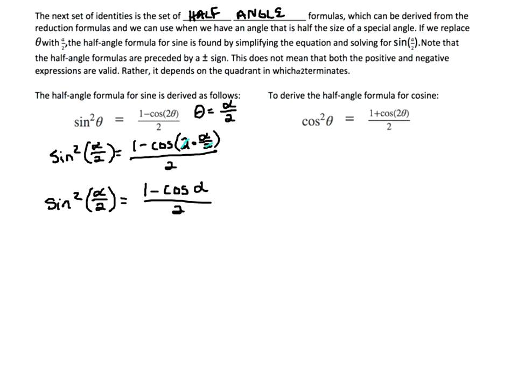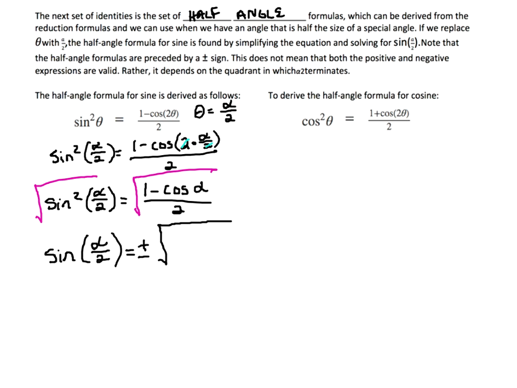But I don't want to know what the sine squared of alpha over 2 is. I want to know what the sine of alpha over 2 is. So I need to take the square root of both sides. And I get the sine of alpha over 2, so a half angle there, is equal to the positive or negative square root of (1 minus cosine alpha) over 2.